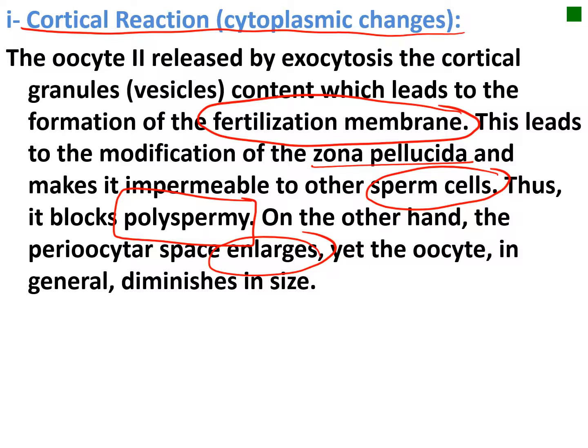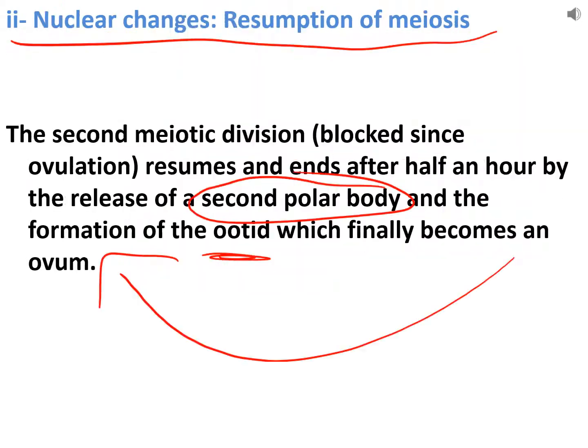The oocyte 2 releases by exocytosis the cortical granules or vesicles, whose content will lead to the formation of the fertilization membrane. Pay attention: this fertilization membrane will lead to the modification of the zona pellucida and will become impermeable to other sperm cells. This will prevent what is known as polyspermy, meaning the entrance of more than one sperm cell. On the other hand, the perivitelline space will enlarge in size, yet the oocyte in general will diminish in size.